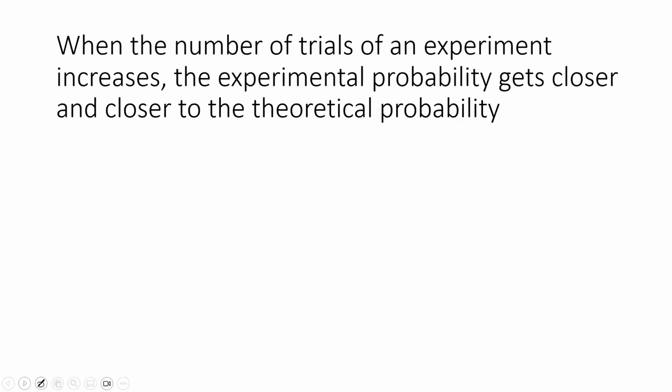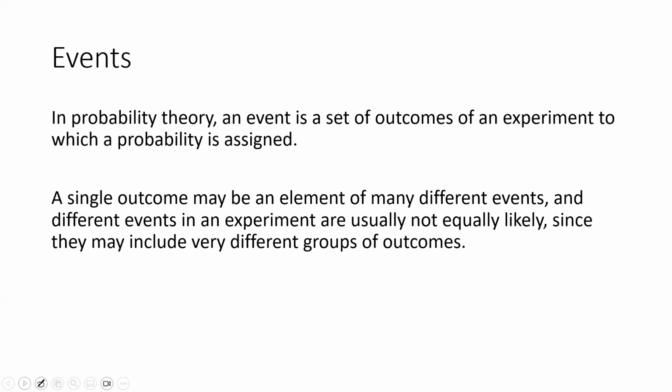However, when the number of trials of an experiment increases, then the experimental probability gets closer to the theoretical probability. So basically, the more times I spin the coin, the more chances of me getting closer to that 0.5, which is the one that we normally get when we do the theoretical probability. Okay, so now let's talk about the different types of events that we have, because these are the ones that normally help us understand the calculations.